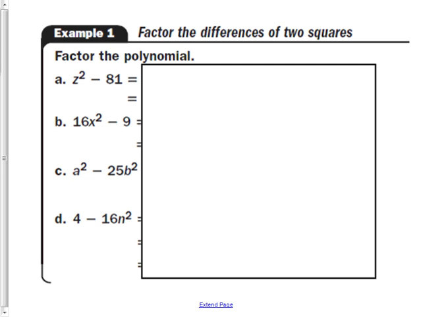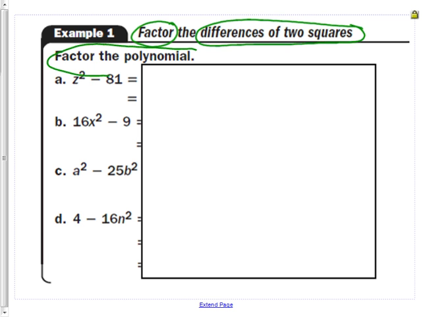Let's look at a couple of real examples here. What I've done is I've covered up the notation that originally is in the note-taking guide. I'm just going to show you some shorter ways to do it rather than what they show in the book. It just gets confusing with all the notation. What we're looking at in this example is factoring the differences of two squares. So we're not trying to solve right now, we're just factoring polynomials.